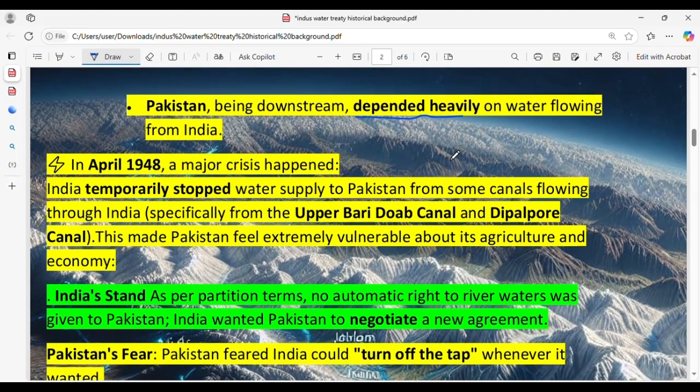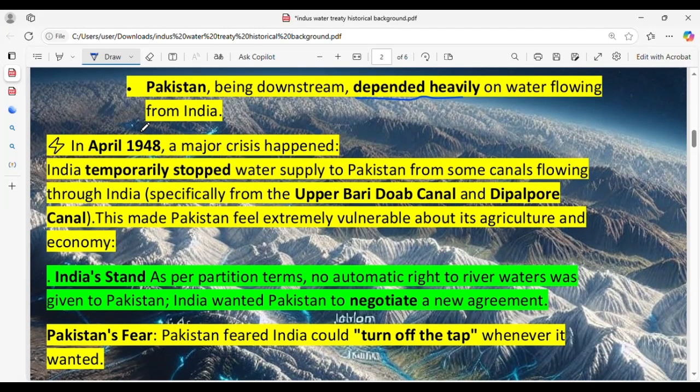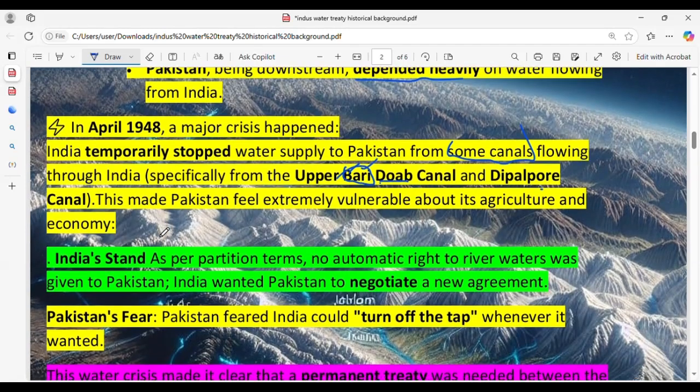So what happened in April 1948? To be very specific, on the 1st of April 1948, a major crisis happened. India temporarily suspended the water supply to Pakistan from some canals, not every canal, especially from Upper Bari Doab. Doab means where two rivers meet, and Bari is Bias and Ravi, and the Depalpur Canal. This made Pakistan feel extremely vulnerable about its agriculture and economy.